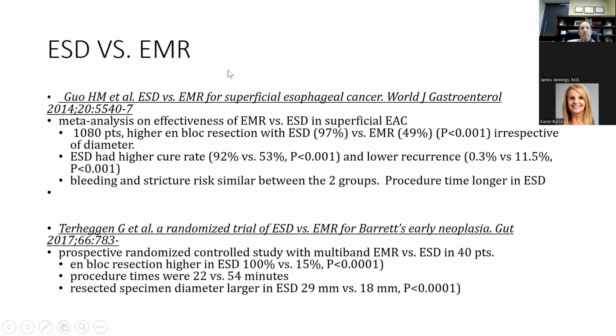Briefly, ESD is better than EMR at curative resection, with decreased risk of recurrence, but it takes longer, and you have to have more skill to do it.